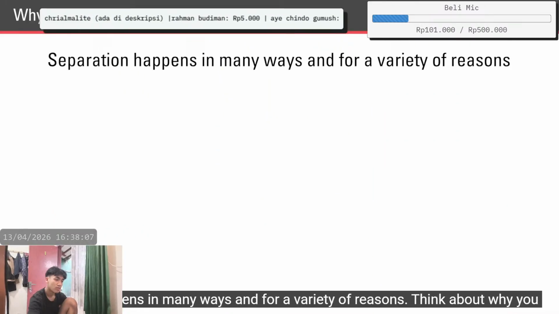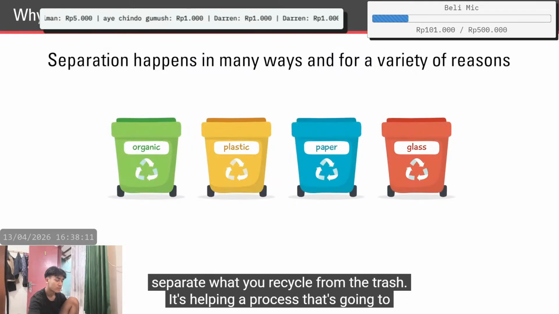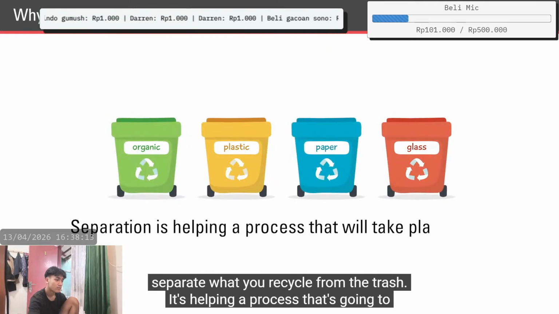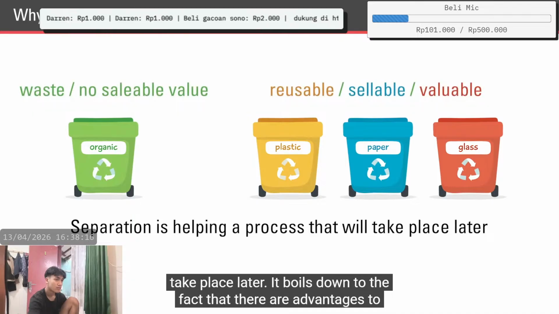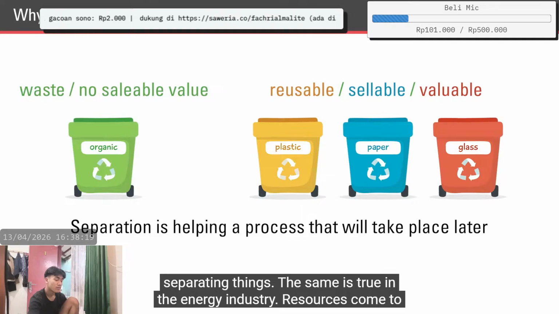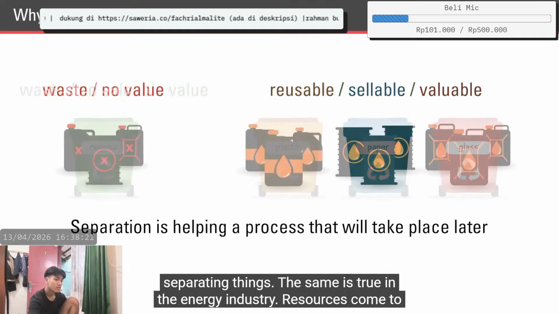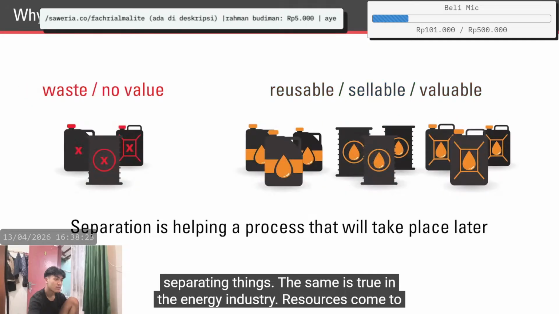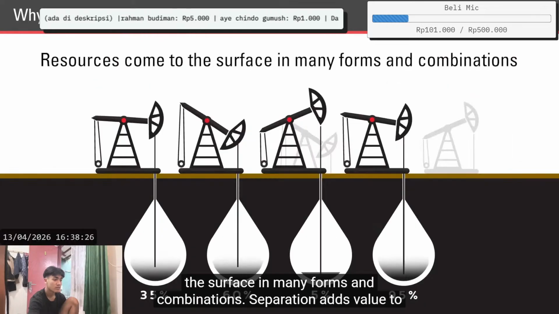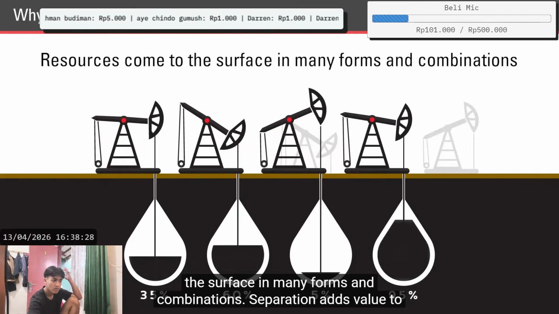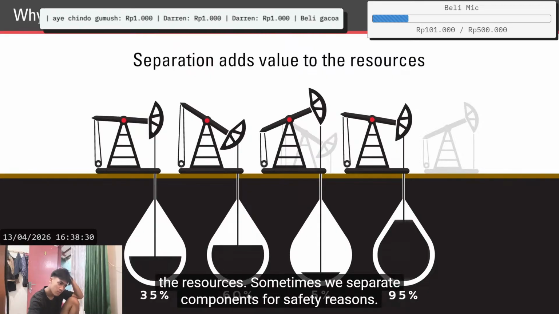Separation happens in many ways and for a variety of reasons. Think about why you separate what you recycle from the trash. It's helping a process that's going to take place later. It boils down to the fact that there are advantages to separating things. The same is true in the energy industry. Resources come to the surface in many forms and combinations. Separation adds value to the resources.